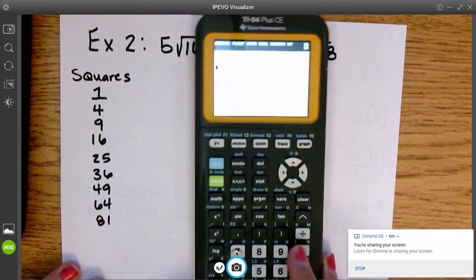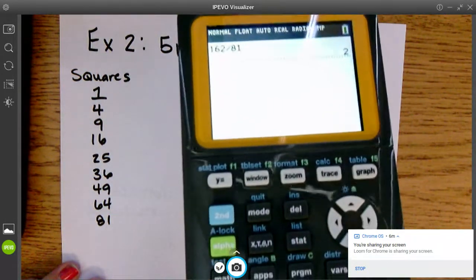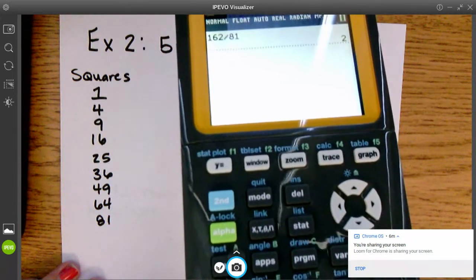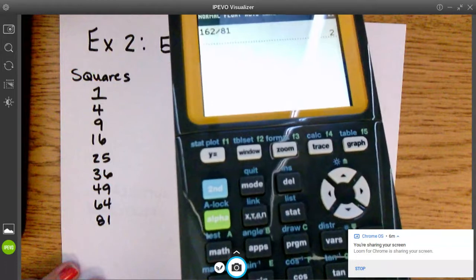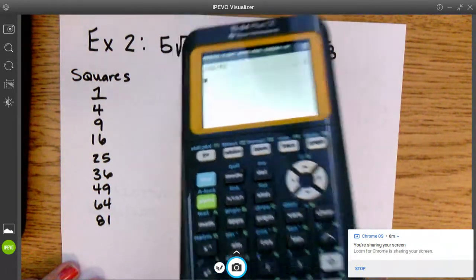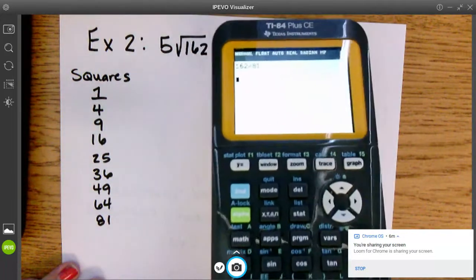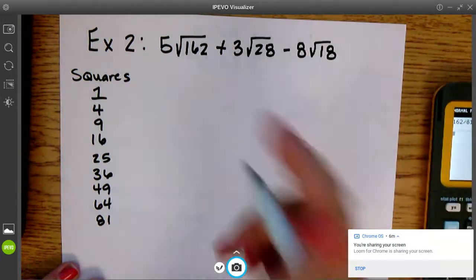81 worked. So I just started dividing it. I guess you can't see that very well. 162 divided by 81 is 2. So I found a perfect square. You can also do a factor tree if you want. Just start dividing that by 2 and then figure out what kind of factors you got. But I think it's easier to just do that.